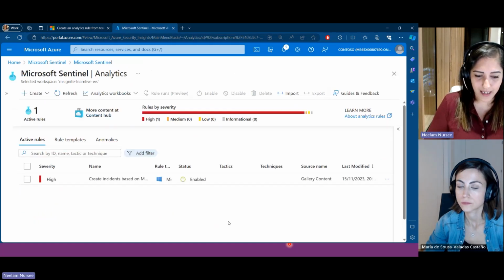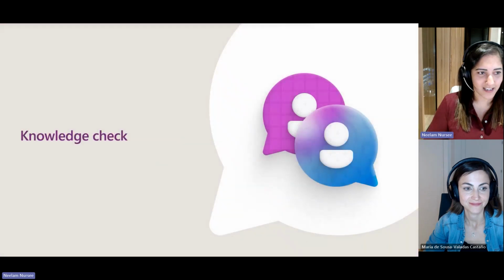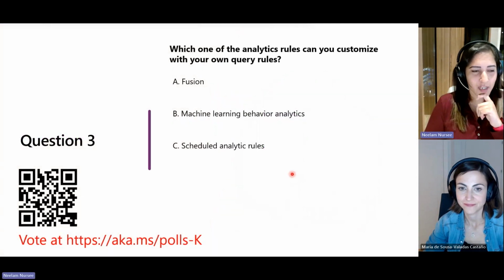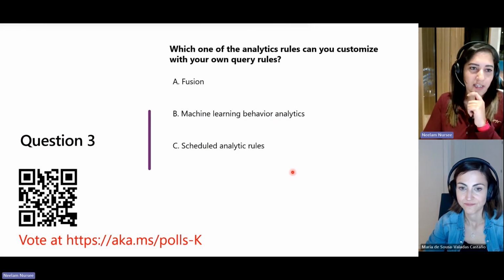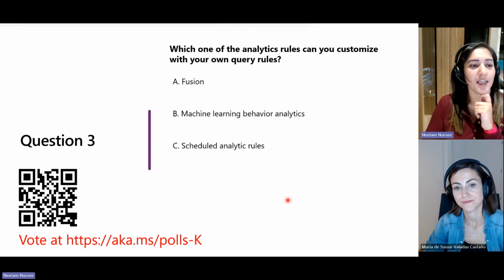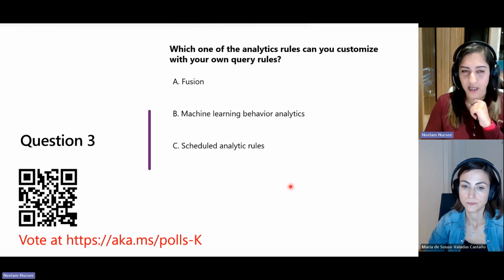Okay, so I think we have a knowledge check. We do. Let's go ahead. Okay, question 3. Which one of the analytics rules can you customize with your own query rules? A, Fusion, B, machine learning behavior analytics, or C, scheduled analytic rules.